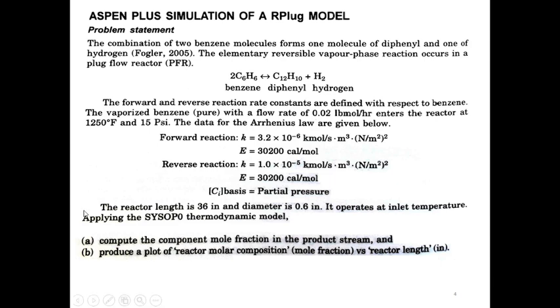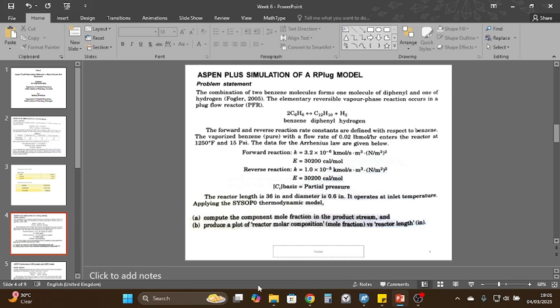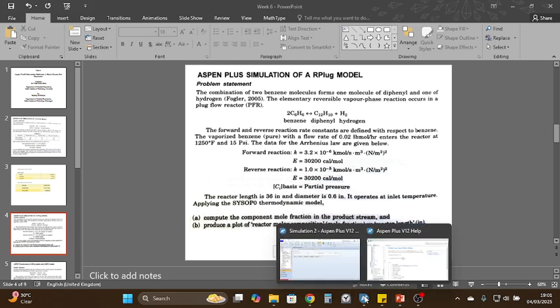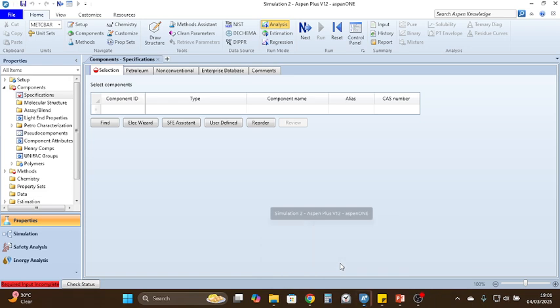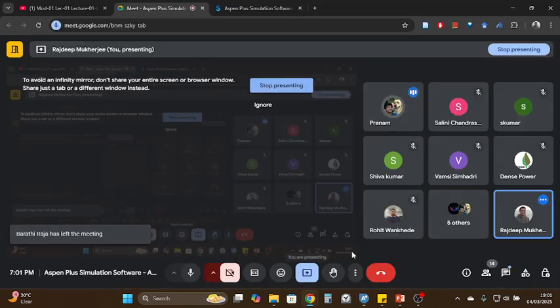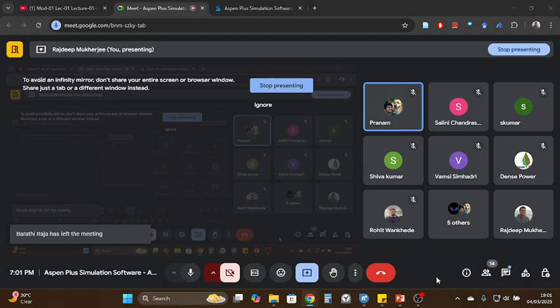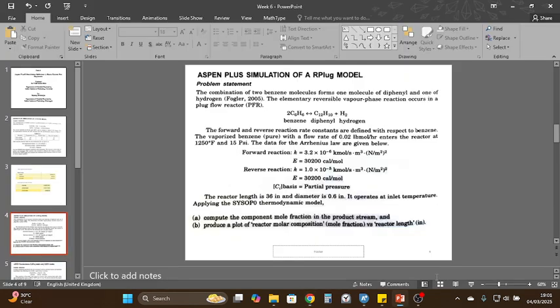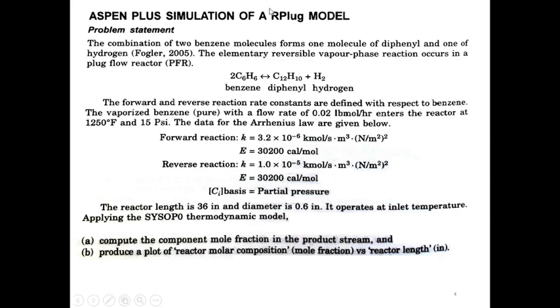Has anyone been able to do this? Yes, sir, doing it. Sir, in reactor type, which type we have to choose, sir? You have to use the RPlug reactor. It is there in the model palette.